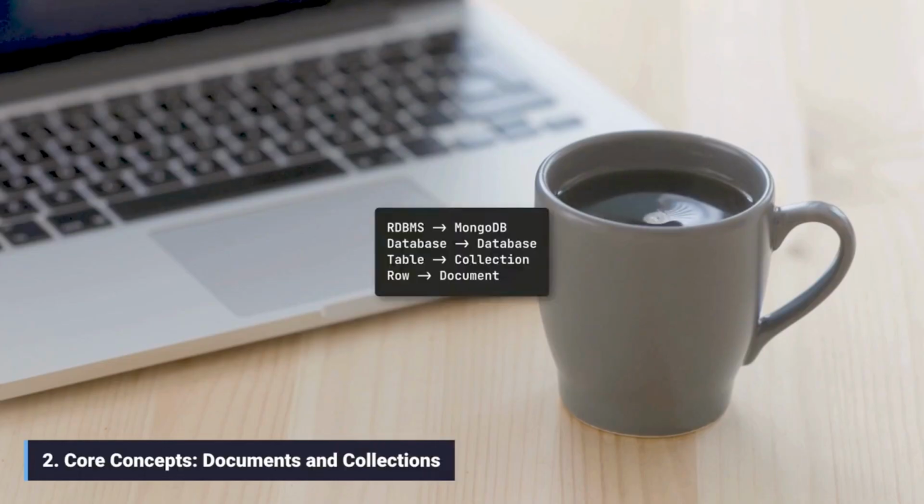2. Core concepts, documents, and collections. Think of MongoDB concepts by comparing them to relational databases. A document is the equivalent of a row in a table. A document is simply a map of keys and values, similar to a Python dictionary. A collection is the equivalent of a table, holding a group of related documents. Crucially, documents in the same collection do not have to share the same fields, making the schema highly flexible.